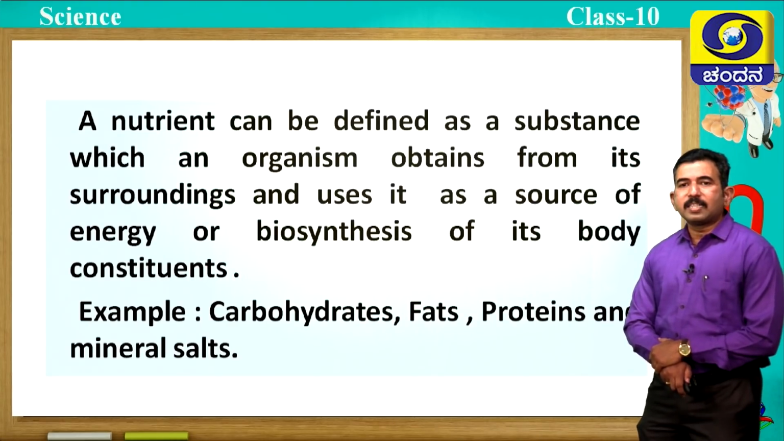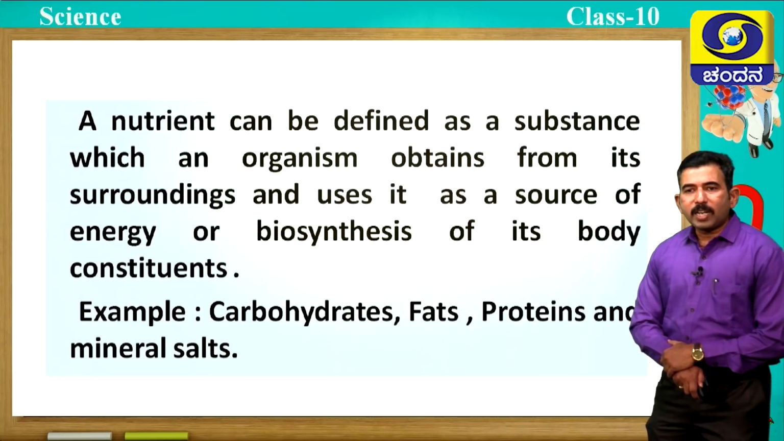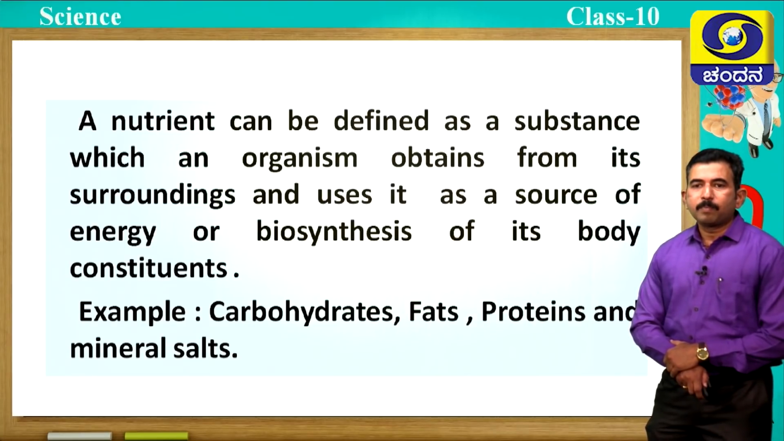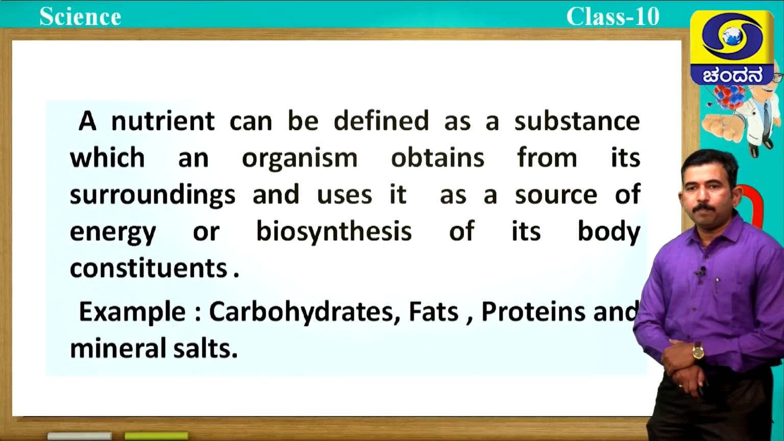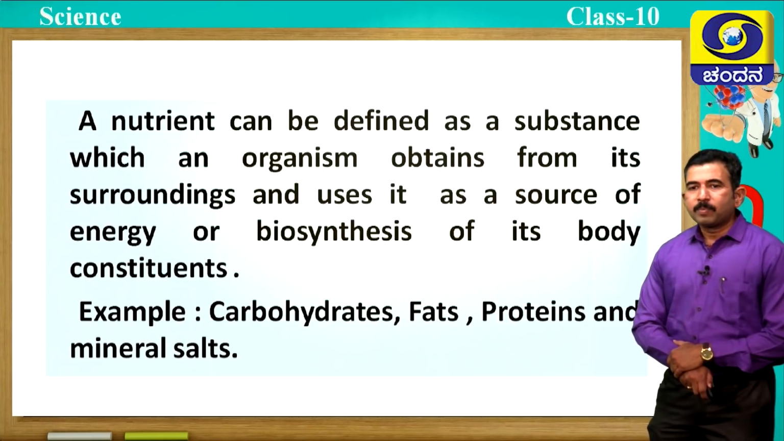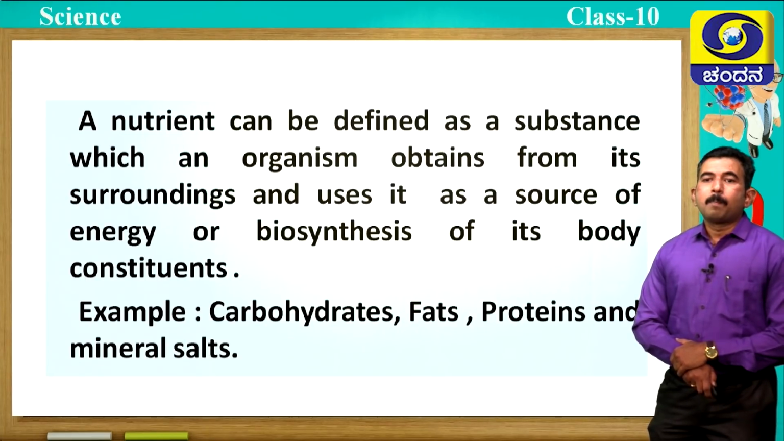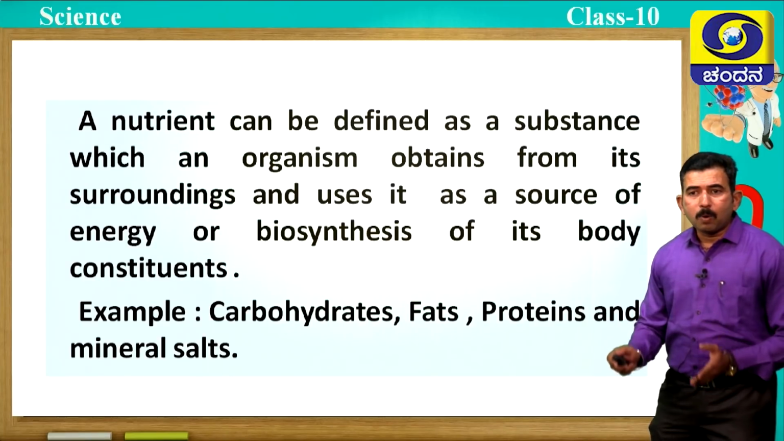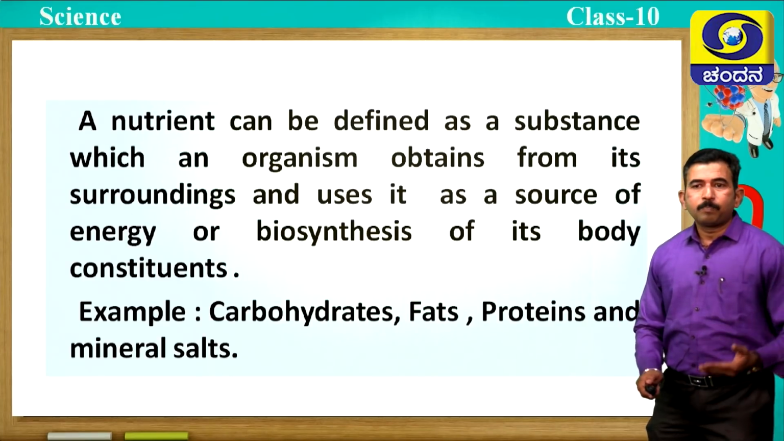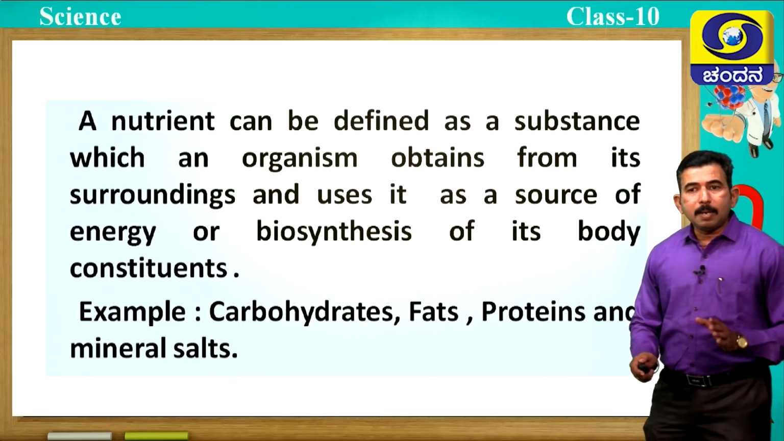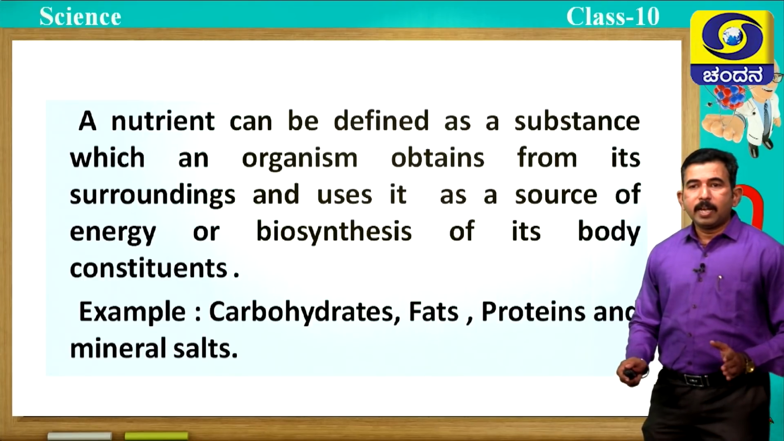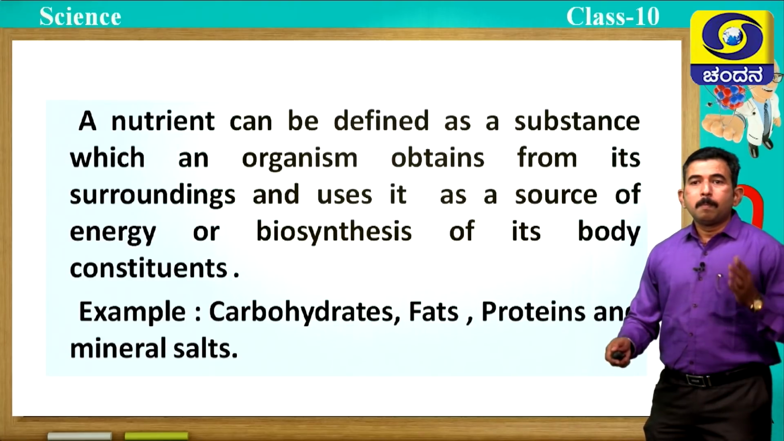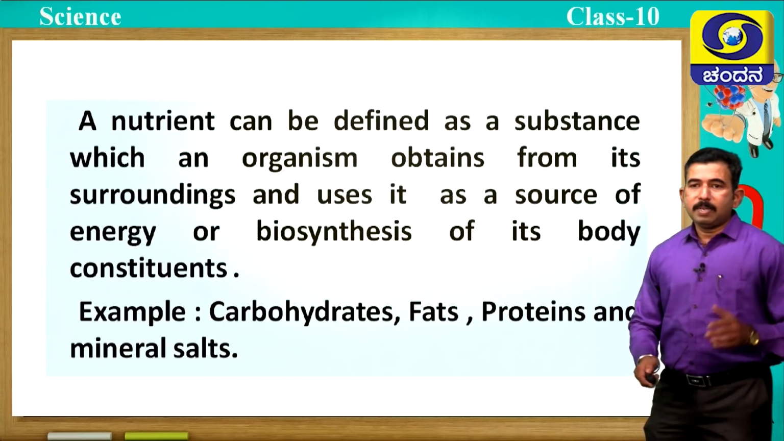A nutrient can be defined as a substance which an organism obtains from its surroundings and uses as a source of energy or for biosynthesis of its body constituents. Example: carbohydrates, fats, proteins and mineral salts. Most of these nutrients are mainly carbon based compounds. Students, just now we discussed that life on this earth is mainly made up of carbon based molecules. Hence, the food we consume mainly consists of carbon based compounds.